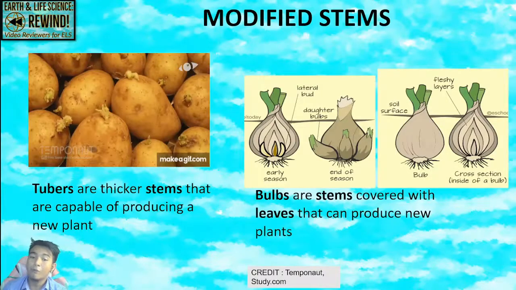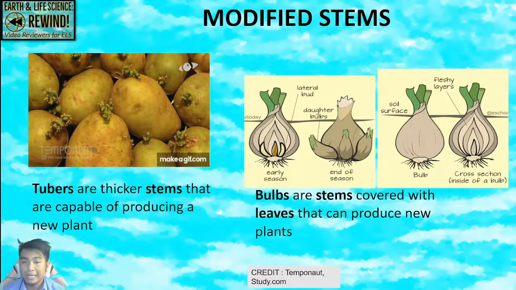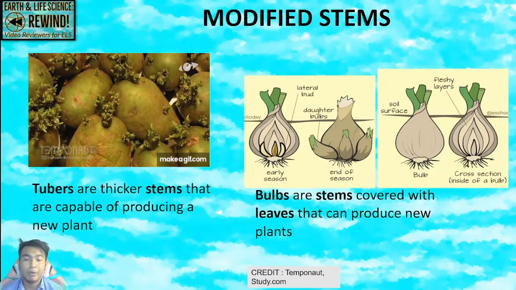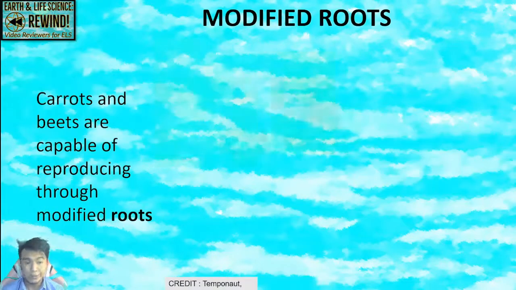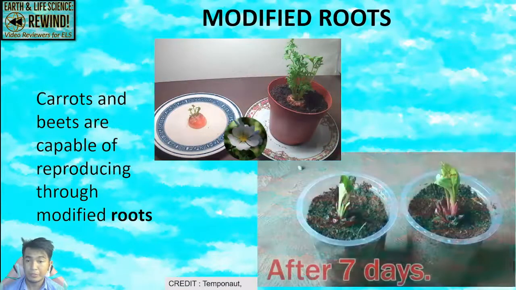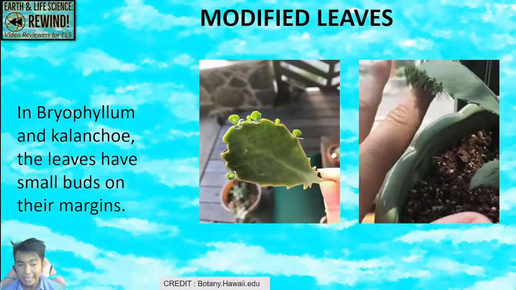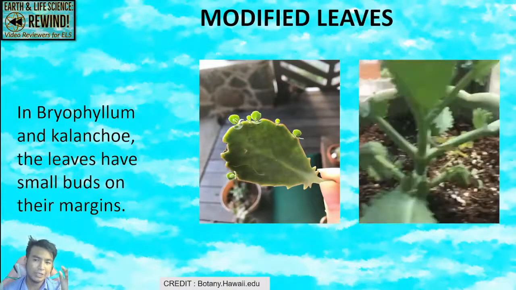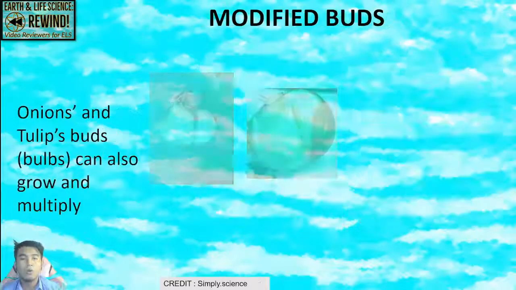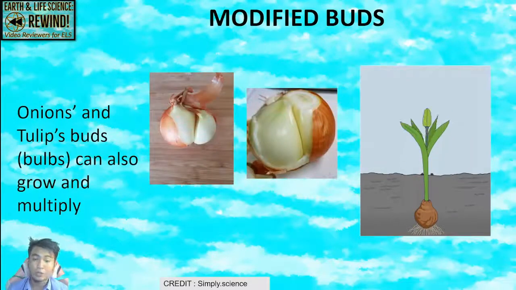Bulbs are stems covered with leaves that can produce new plants. Onions and garlic have bulbs that can reproduce. Carrots and beets are capable of reproducing through modified roots. And bryophyllum and kalanchoe have leaves that have small buds in their margins and can be used for reproduction as well. Onions and tulips buds can also grow and multiply.